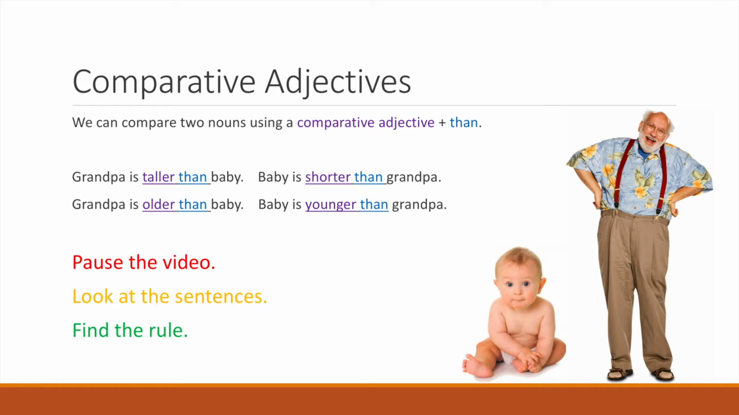Grandpa is taller than baby. Baby is shorter than grandpa. Grandpa is older than baby. Baby is younger than grandpa. Pause the video. Take a look at these sentences. Try to figure out the rule for the comparative. When you have the rule figured out, hit the play button and continue.